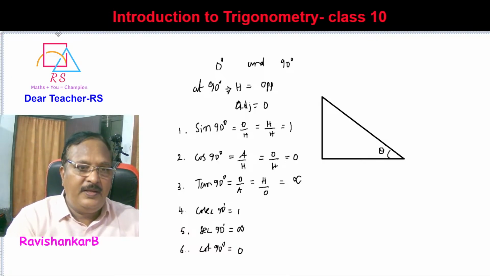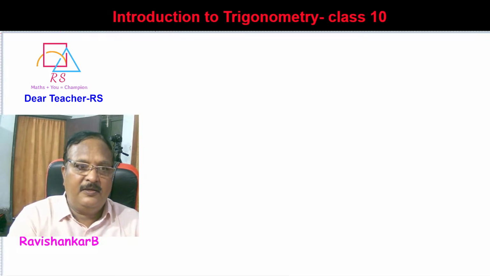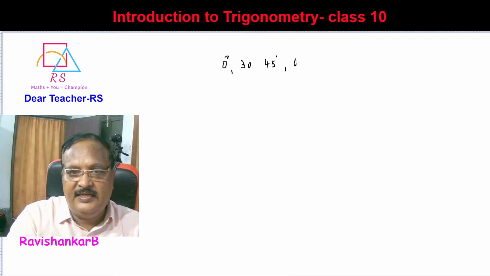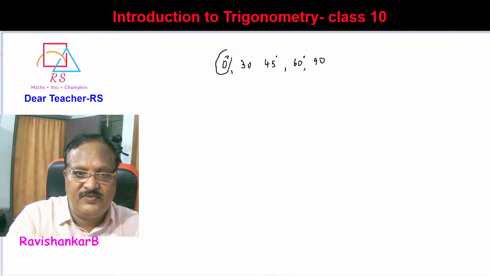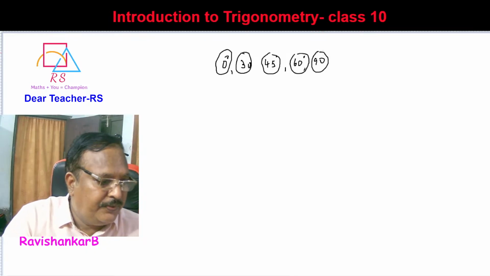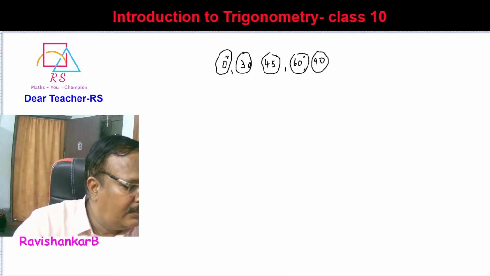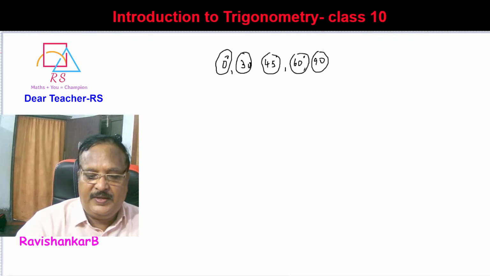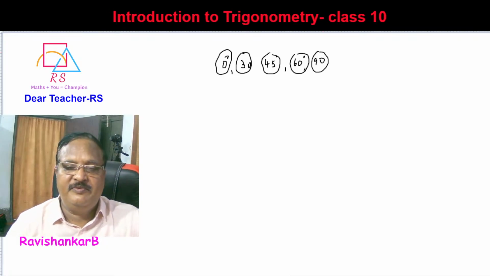Now, till now we have got 0 degrees, 30 degrees, 45 degrees, 60 degrees, and 90 degrees. These are the 5 specific angles, 1, 2, 3, 4, and 5, whose values you have to remember by heart, because based on these values we are going to have problems. So problems we will do tomorrow.